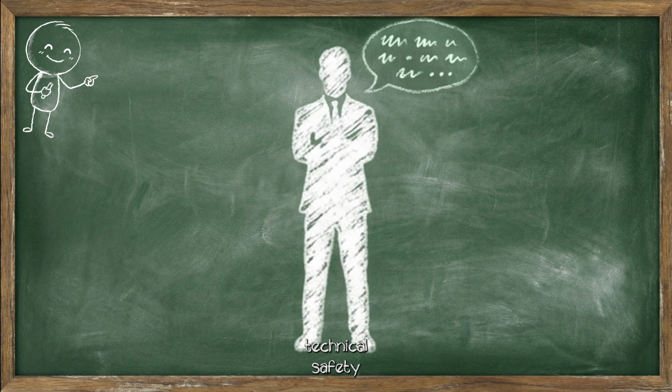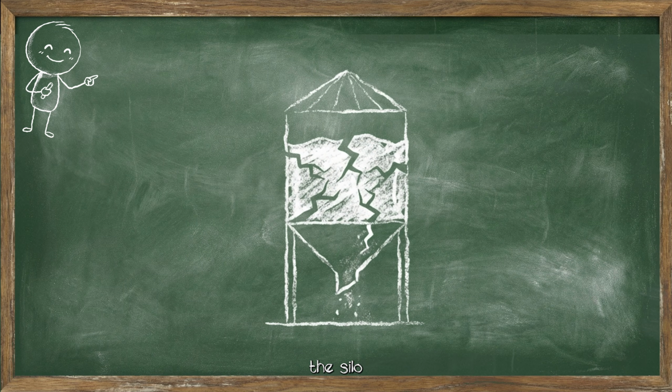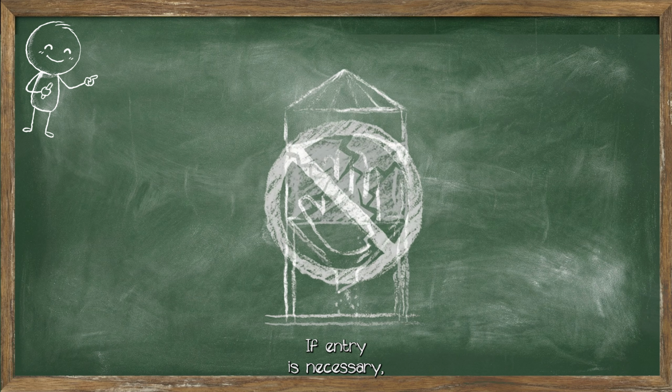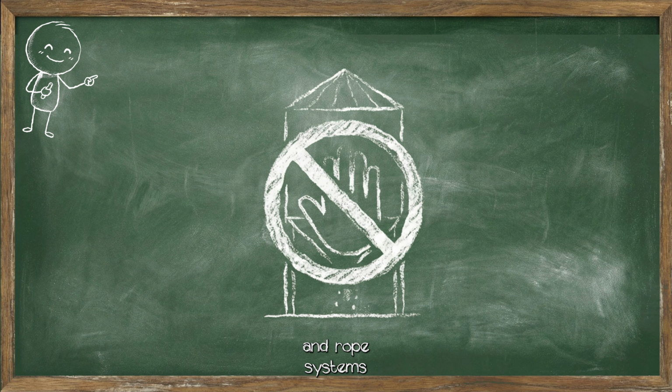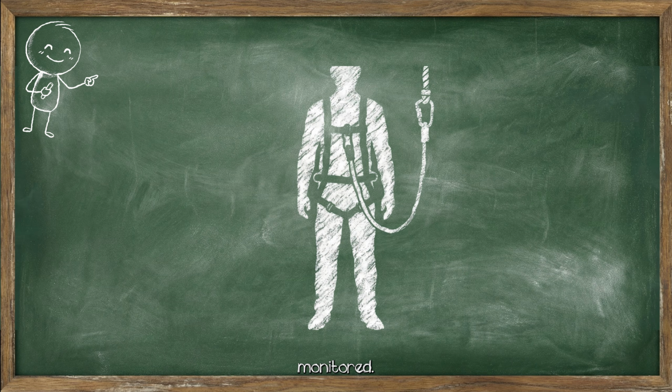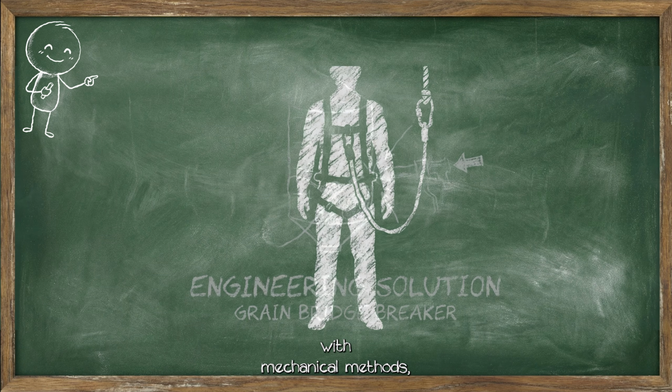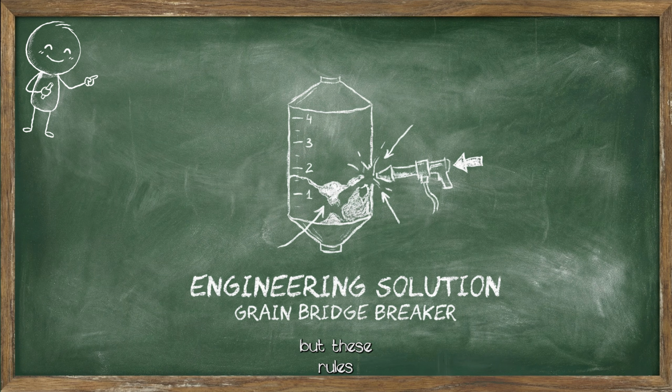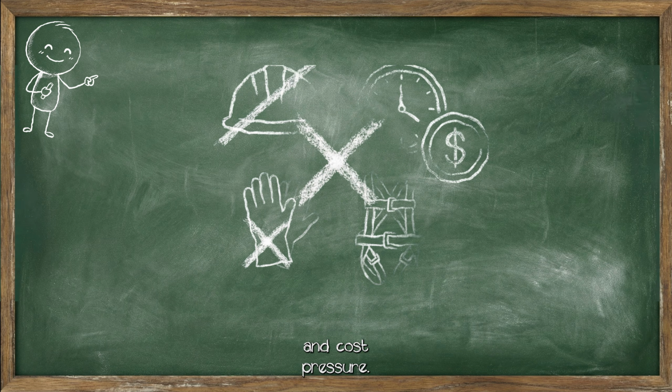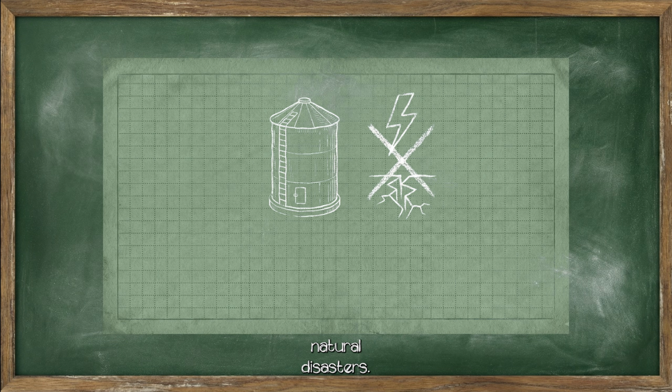Neglect of technical safety measures. No one should enter while the silo is being emptied. If entry is necessary, safety harnesses and rope systems must be used. Grain levels should be monitored. Bridging should be broken with mechanical methods, not human force, but these rules are often ignored under time and cost pressure. Conclusion. Grain silo accidents are not natural disasters.